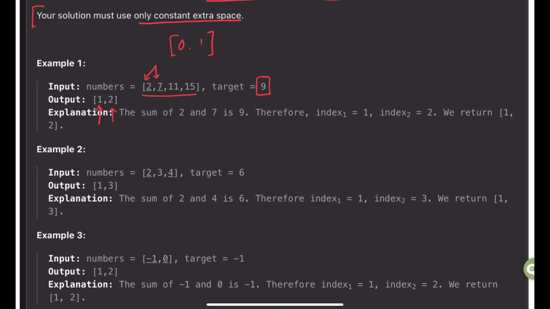Similarly, in example number 2, the input given is 2, 3 and 4 and the target is 6. By adding 2 and 4, we can get the target of 6. So the output is 1, 3, which are their corresponding indices. I hope you were able to understand the problem statement. Let's switch to the whiteboard and discuss a couple of approaches, starting with the naive or brute force approach, after which we can discuss the optimized one.